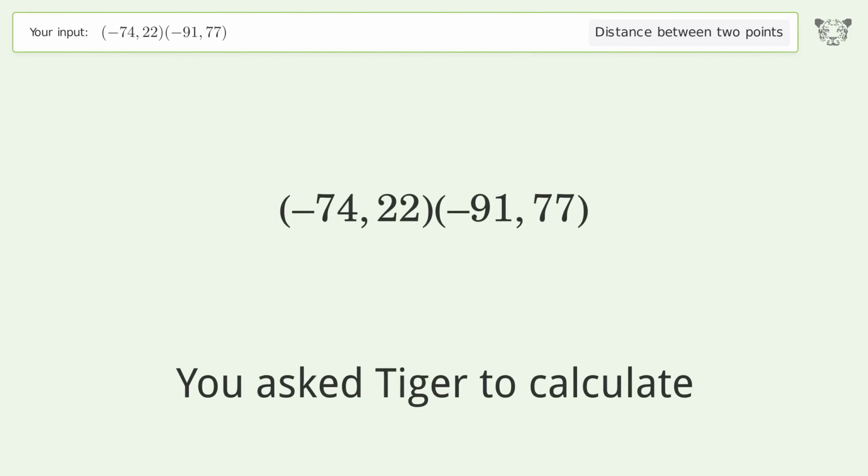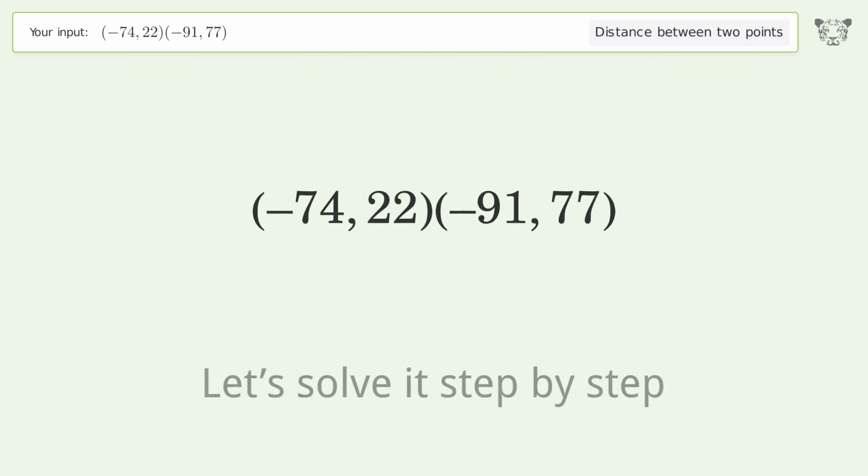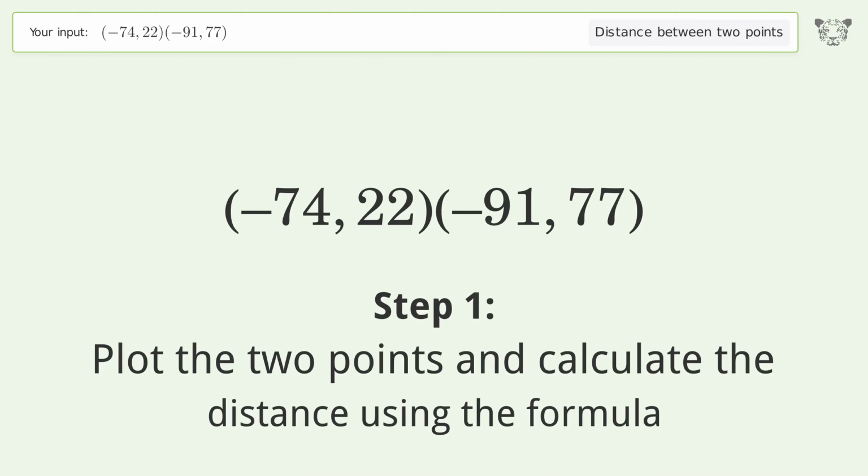You ask Tiger to calculate. This deals with the distance between 2 points. The distance between the 2 points is the square root of 3,314, or 57.567. Let's solve it step by step. Plot the 2 points and calculate the distance using the formula.